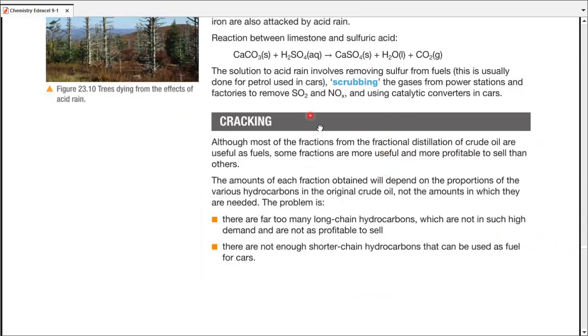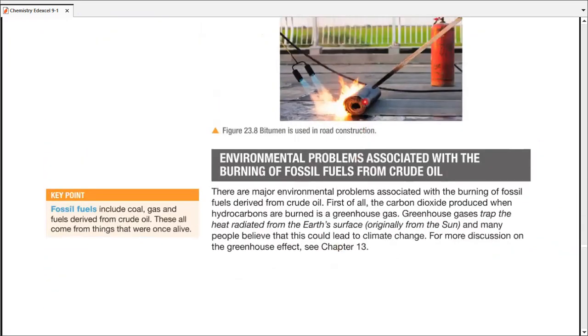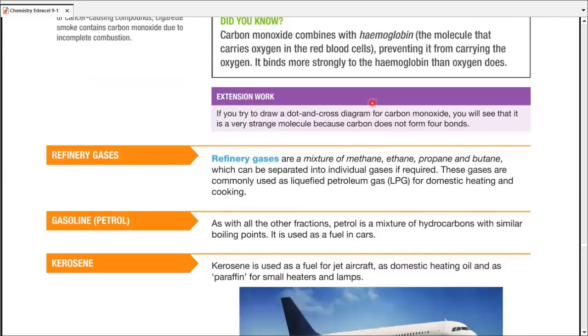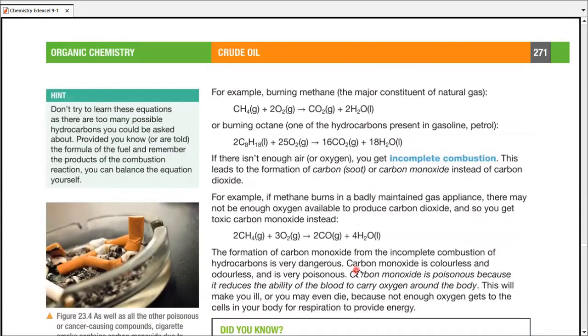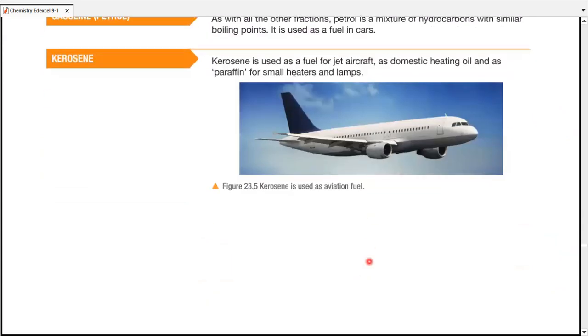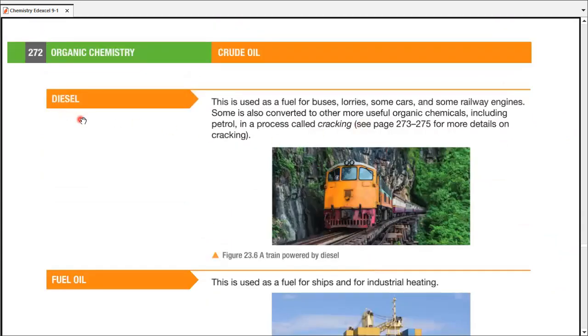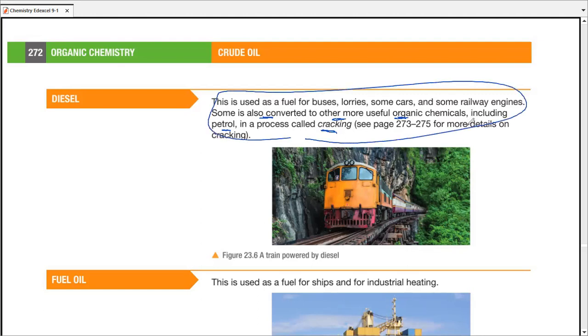Moving on, we were discussing cracking. Let me take you back to the point where we were discussing cracking so I can explain myself. When we were discussing diesel, I left you with a small point that some of the diesel is converted to more useful organic chemicals, including petrol. It means we convert diesel into petrol, and the process is known as cracking. This is the process that we are about to study.